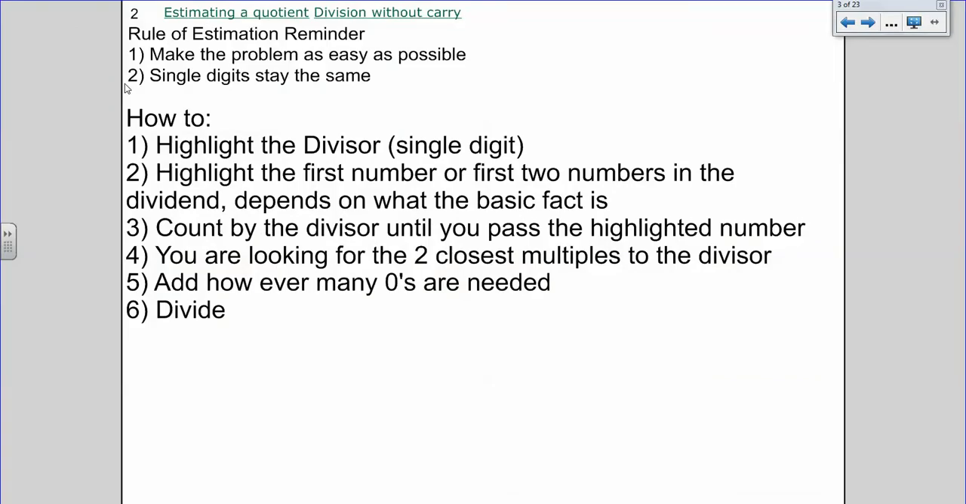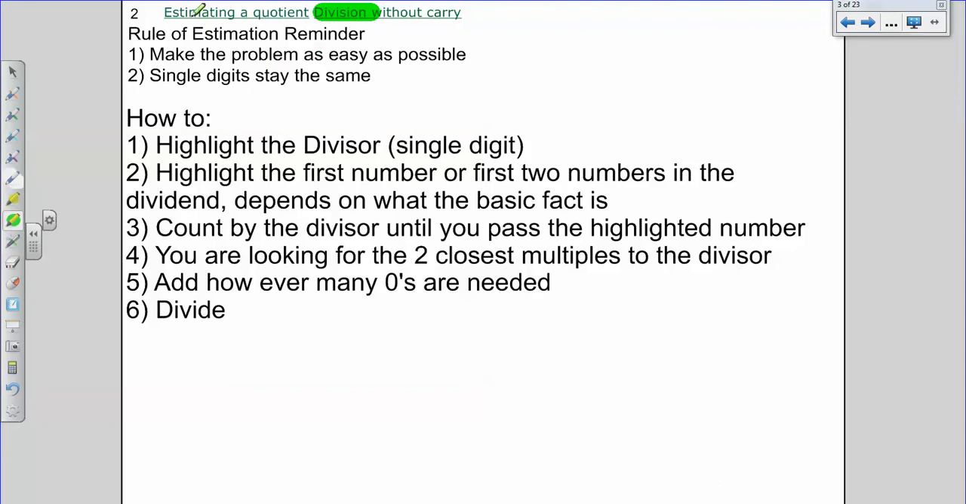Hello, everyone. Today, we are in our notes packet. Anything with a 2 at the top is what we're working on today. And what we're working on today is estimating a quotient. A quotient means we are dividing. So we're going to use skills that we used yesterday and put those into action, plus a few more things.